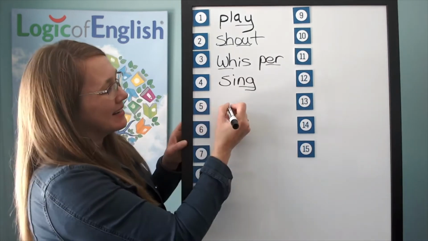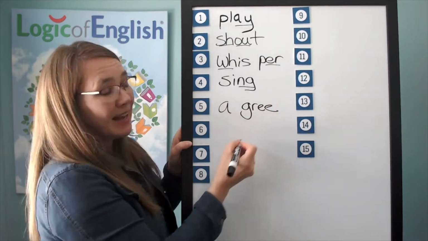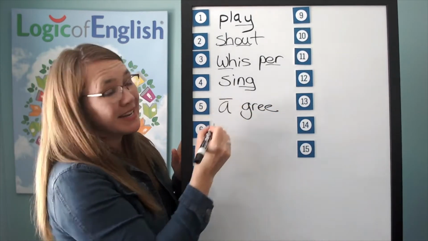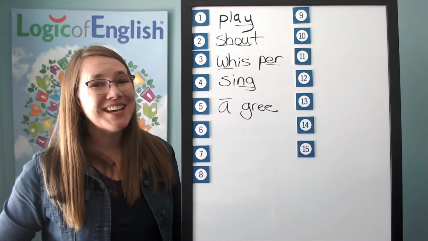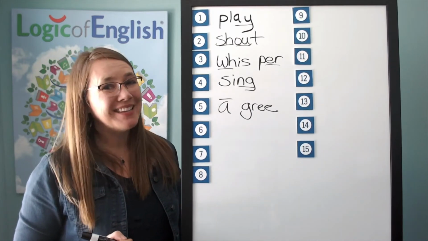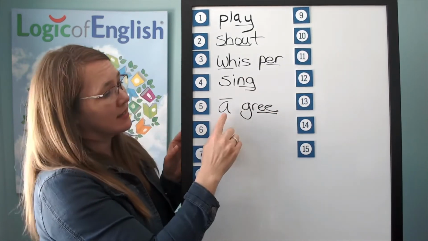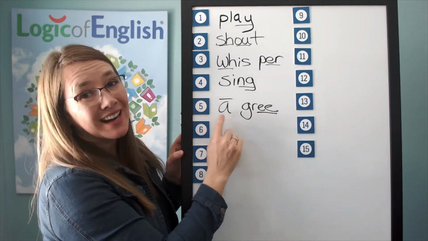And help me to write it. Agree. G-er-e. How will we mark it? We'll put a line over the A. Why did it say it's long sound? A, E, O, U usually say their long sounds at the end of the syllable. And we'll underline the E. Let's read it. A-G-R-E. Agree.